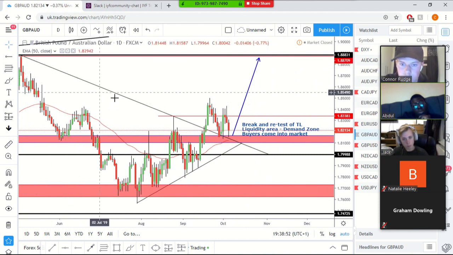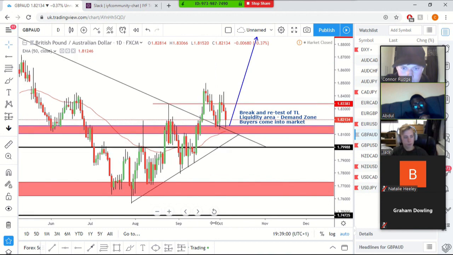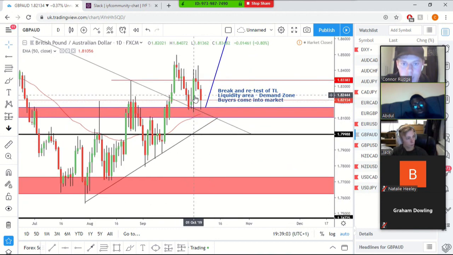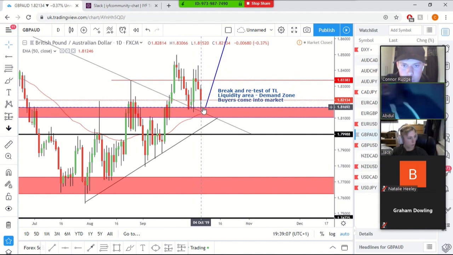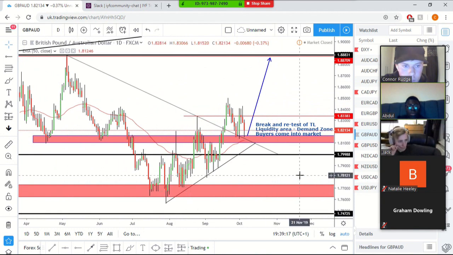We've got this trend line here, one touch, two touch, third touch, we broke through, retested. It looked like quite a nice long, but now what we've done is we've developed this double bottom. So we've got this level here, this level, and you can see straight away rejection off of this liquidity area. This time it's the demand zone, which means that buyers come into the market as price is quite low. They want to get into the market at quite a nice price.